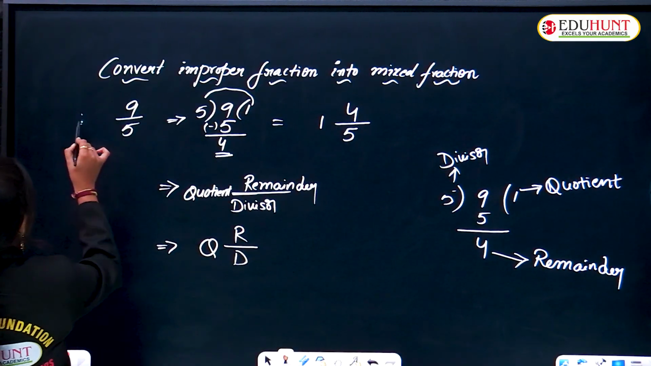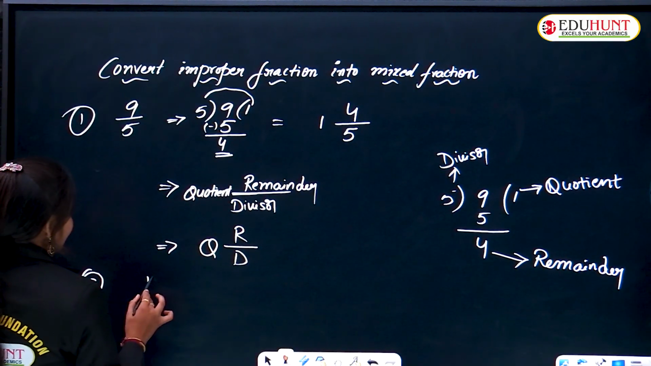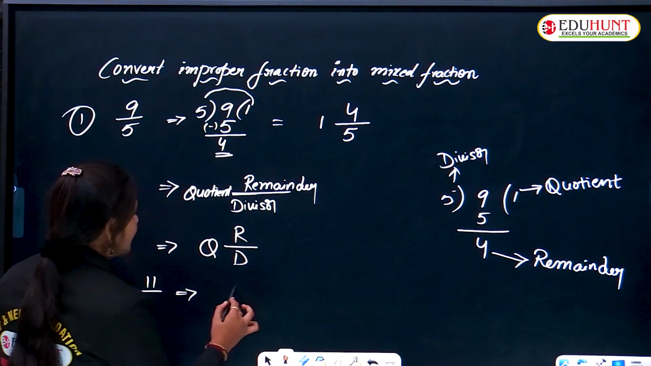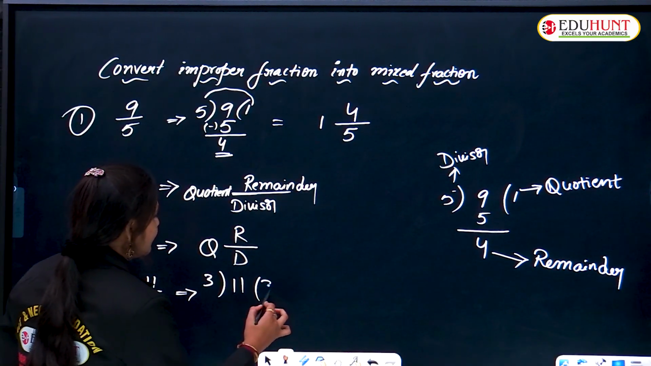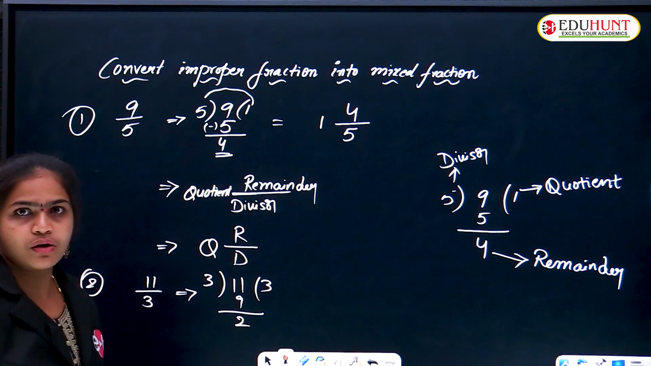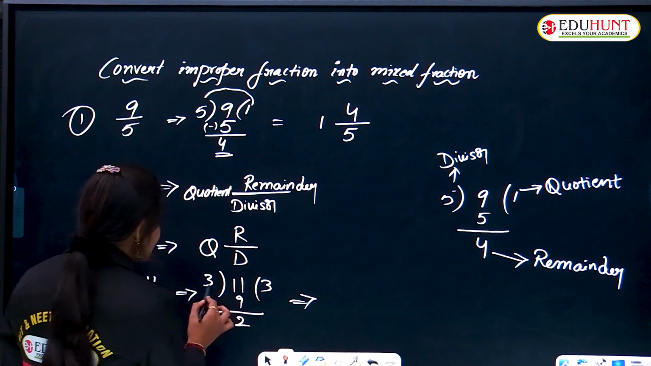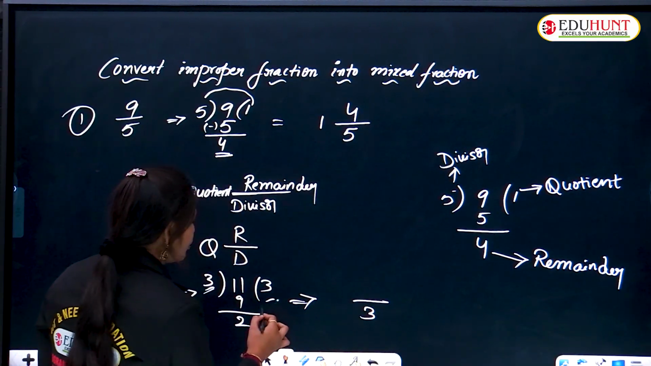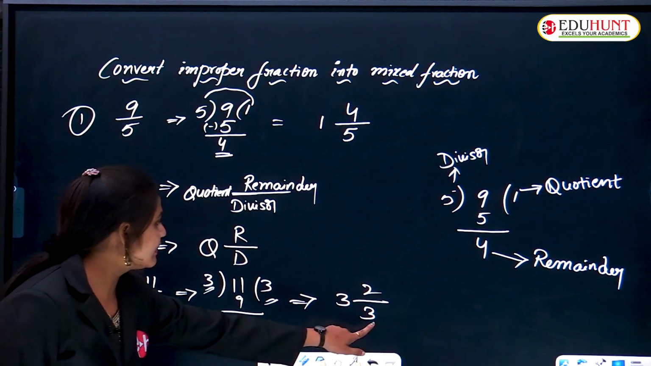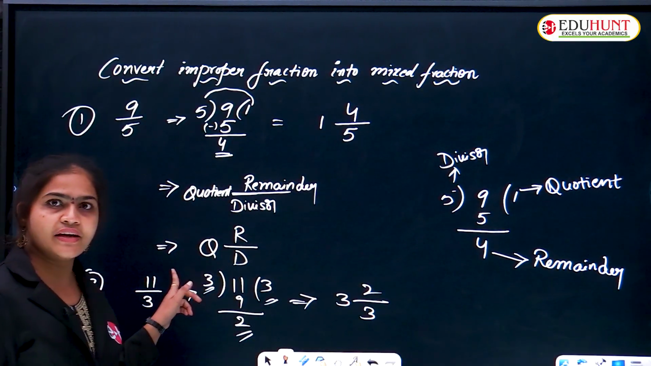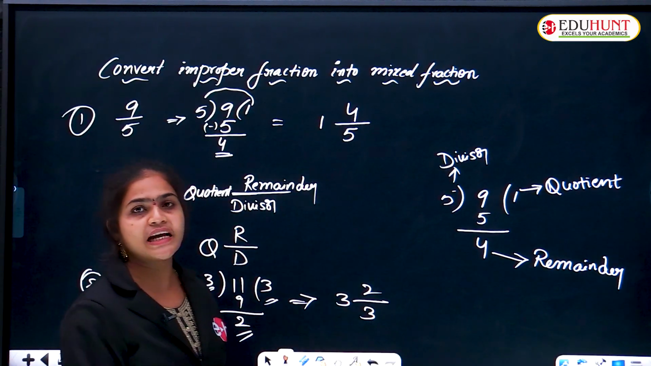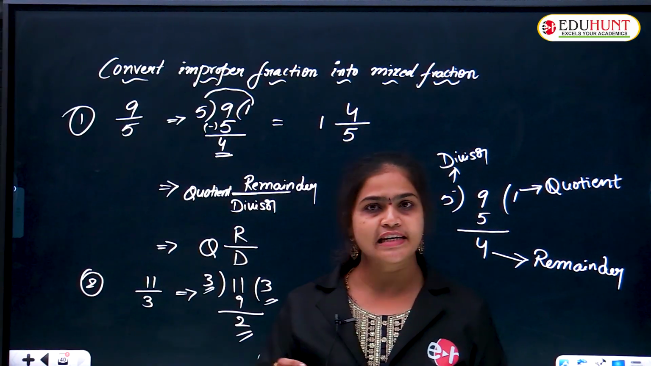Second example. 11 by 3. 11 by 3 is an improper fraction only, no? Now see, 11 divided by 3. 3 3s are 9. 11 minus 9 equals 2. Now how to write that? What is the divisor? 3. What is the quotient? 3. What is the remainder? 2. That's it. Again, 3 3s are 9, 9 plus 2 is 11, 11 by 3. Understood? In this way you have to convert mixed fractions into improper fractions and improper fractions into mixed fractions.